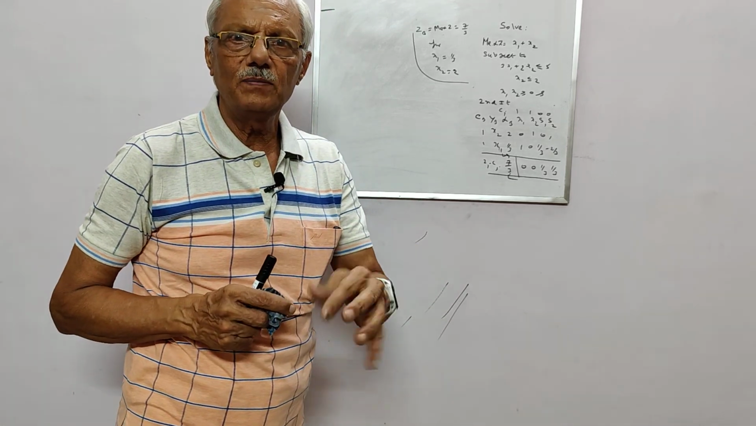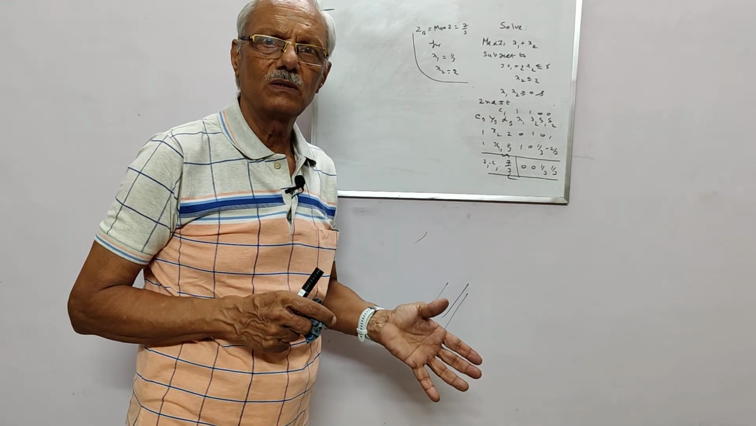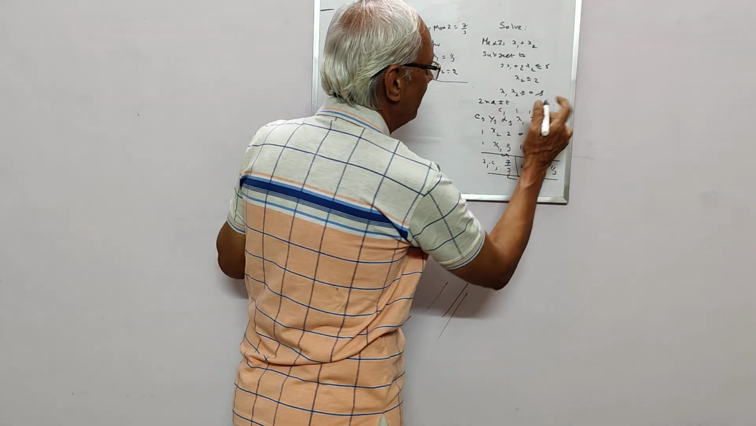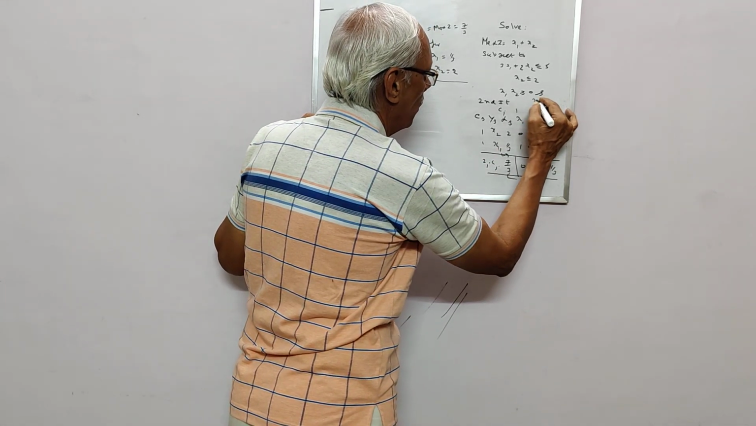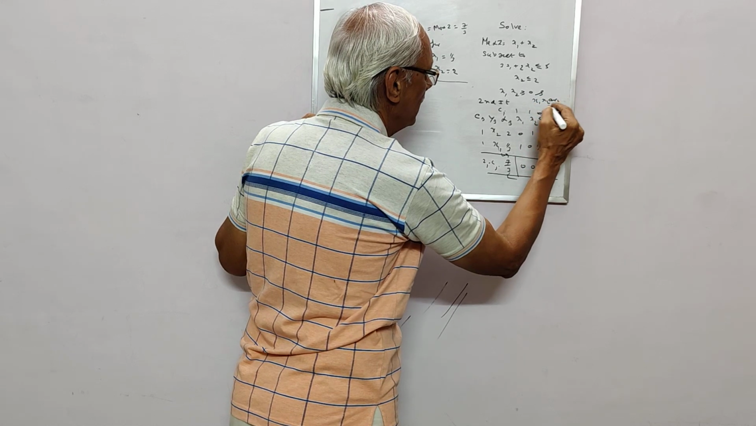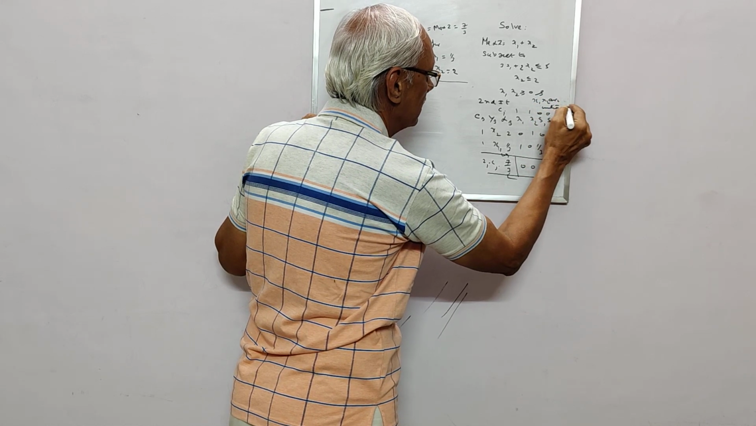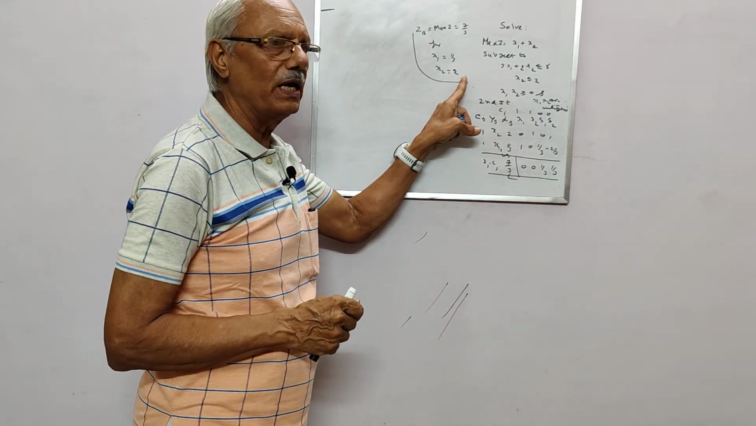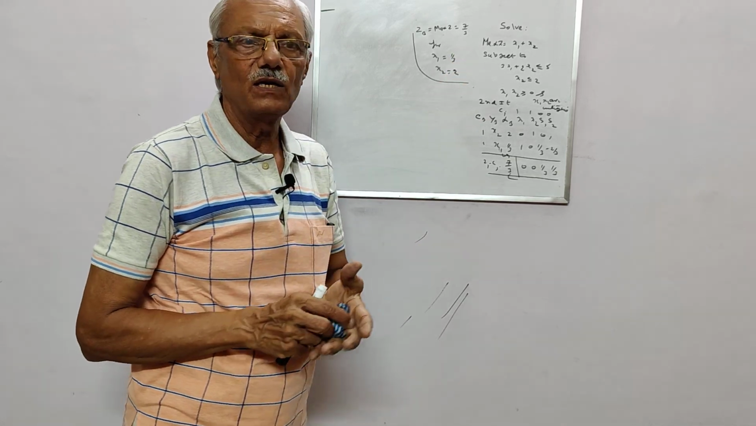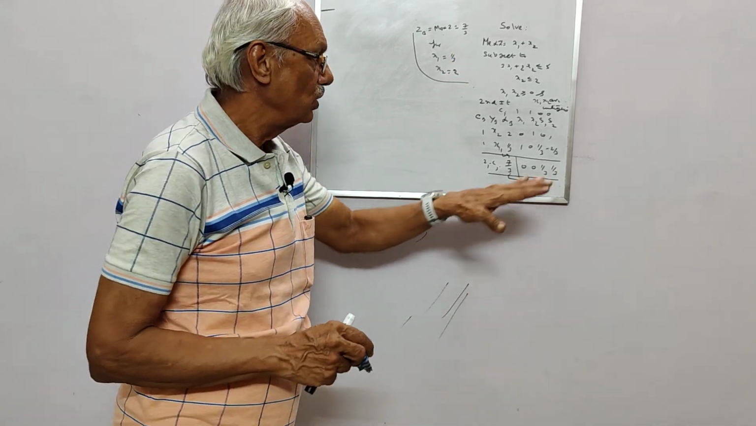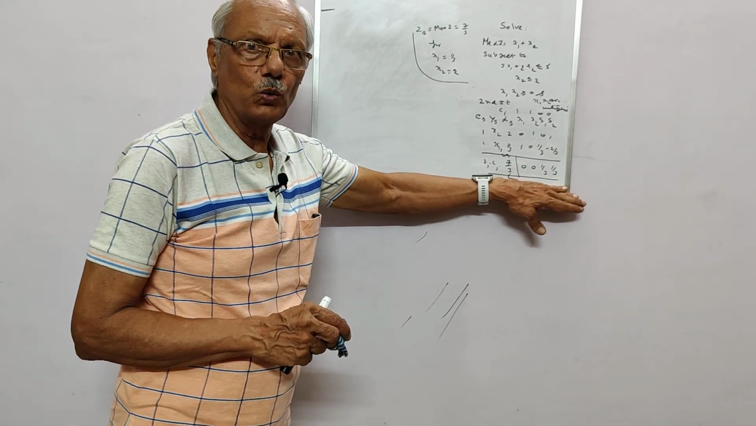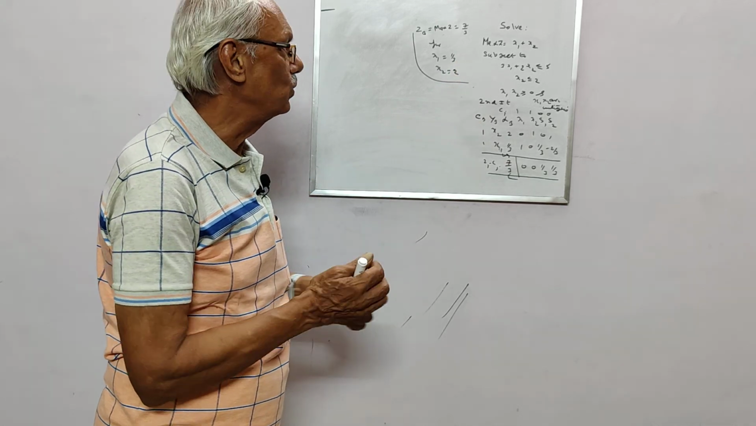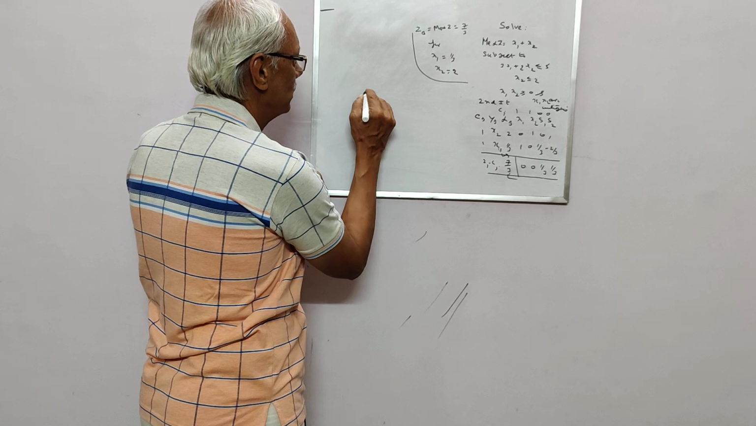Now let me ask you a question: whether the problem is over? No, the problem is not over, because it is said here that x1 and x2 are integers. That means x2 is an integer, but x1 is not an integer, and therefore this is not the solution. Up to this, I have taught you the simplex method. But here x1 is equal to 1/3, x2 is equal to 2, so this is not the solution.